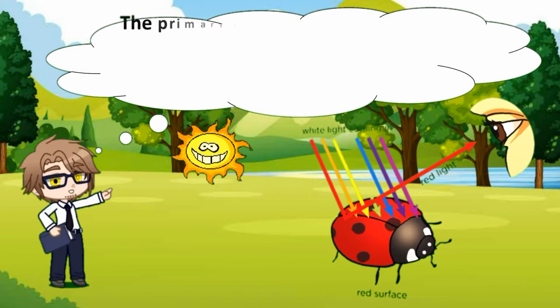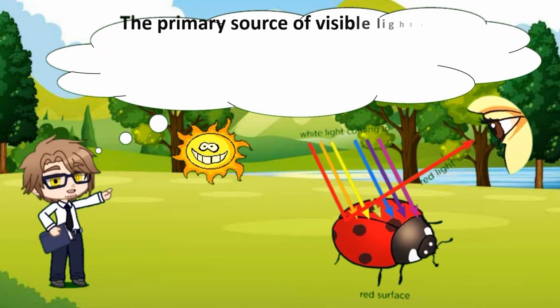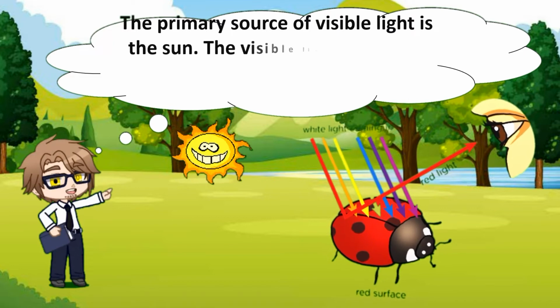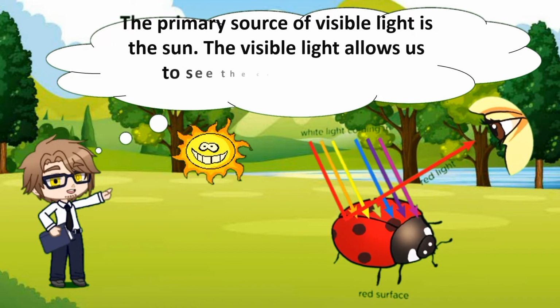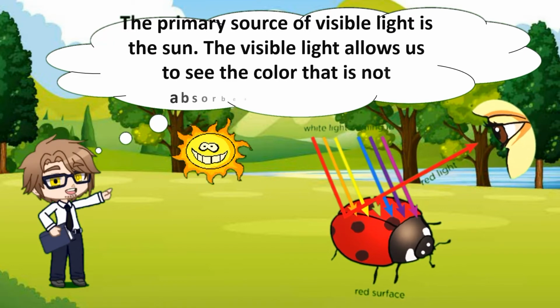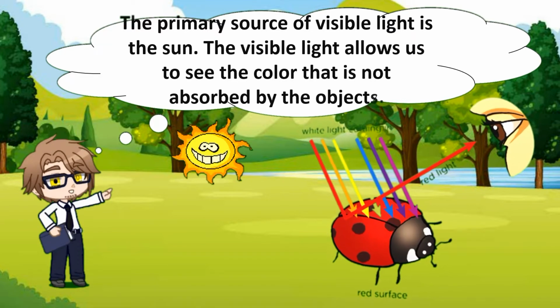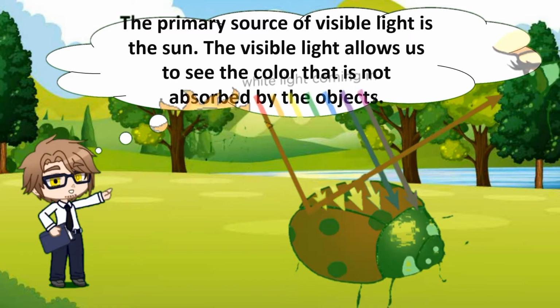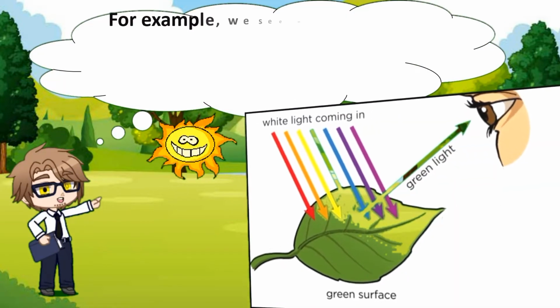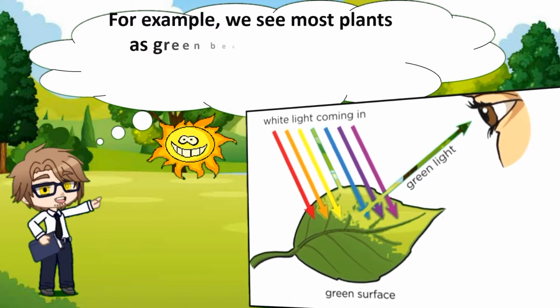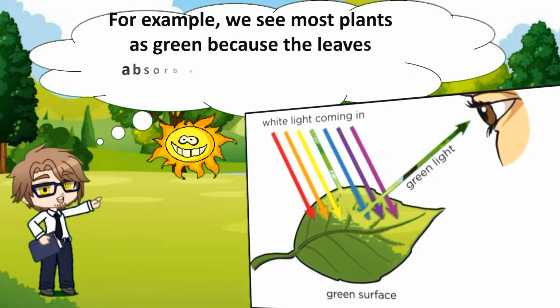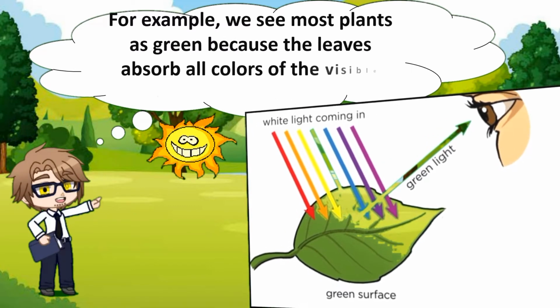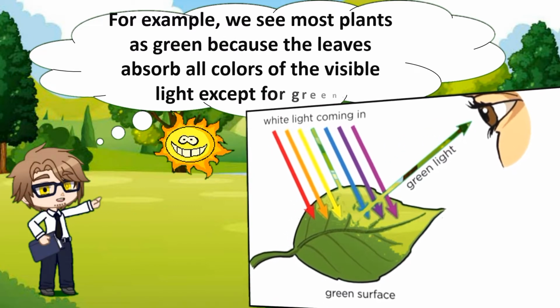The primary source of visible light is the sun. The visible light allows us to see the color that is not absorbed by the objects. For example, we see most plants as green because the leaves absorb all colors of the visible light except for green.